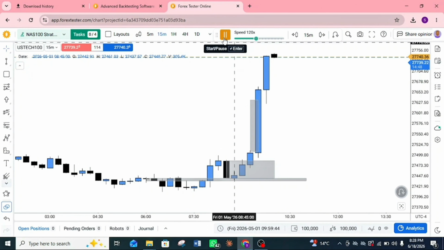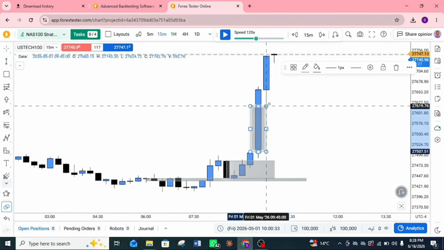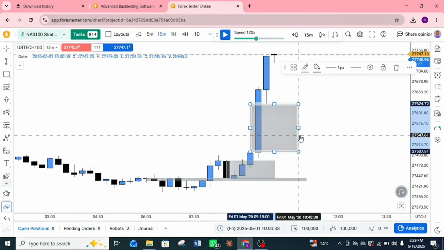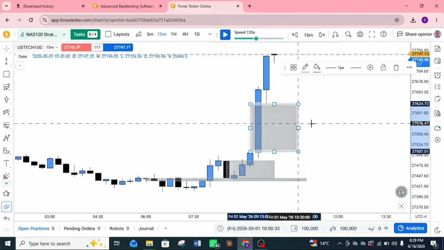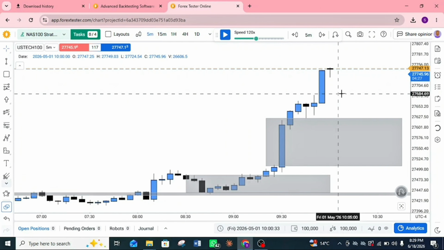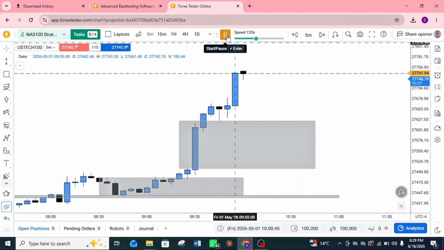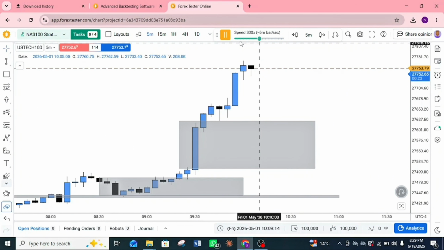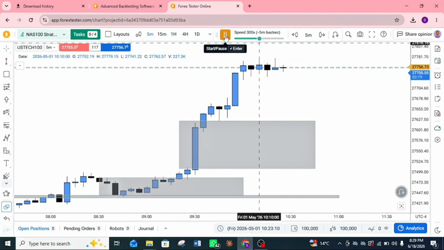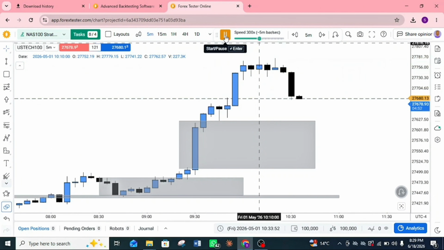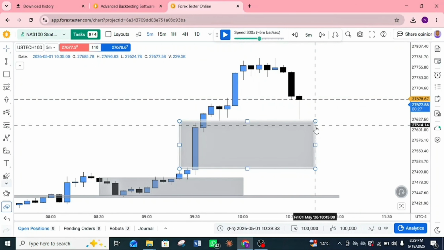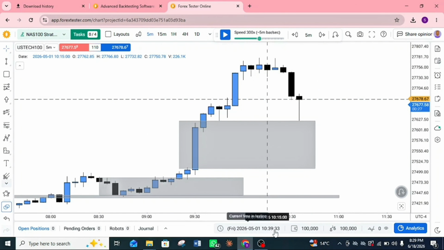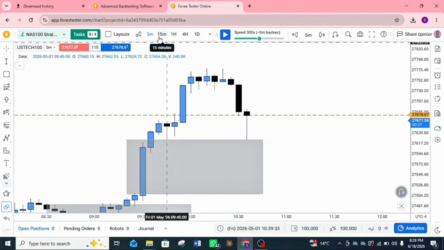And we have a new fair value gap here. So this is the gap we're going to be using. Okay, so now I drop to the 5 minutes and we just play along with it. Let me increase the speed. Okay, we tapped in the fair value gap, but look at the time here. We stopped trading at 11. So let's just see what happens.